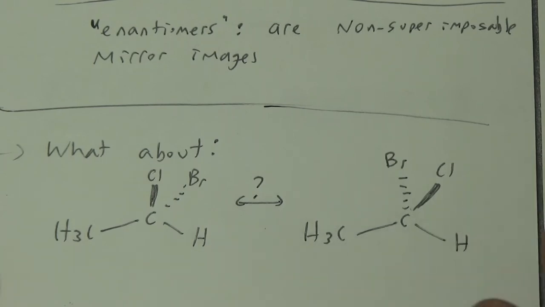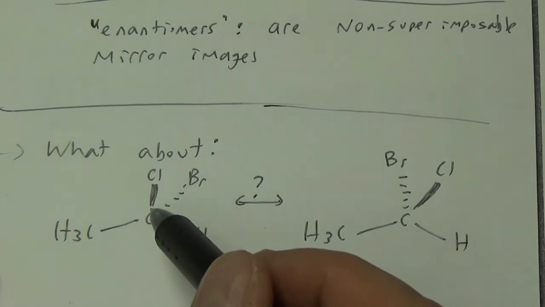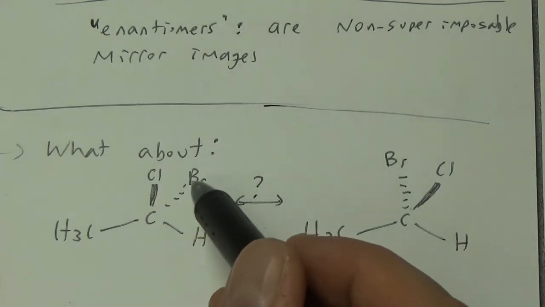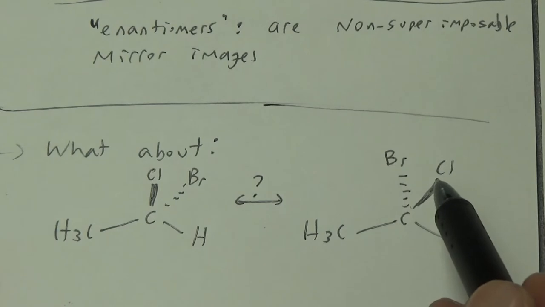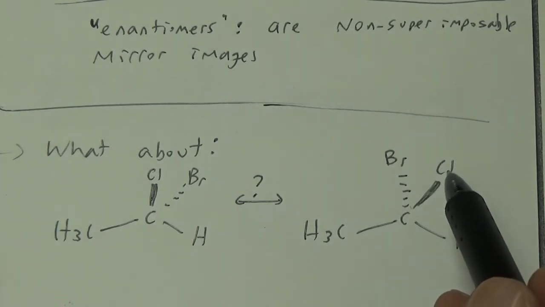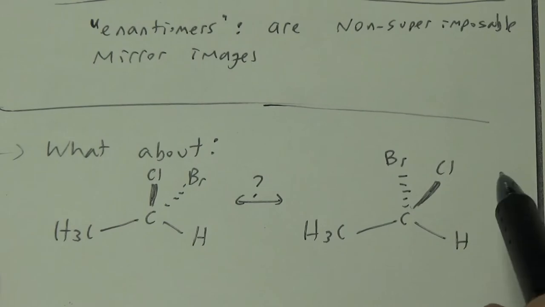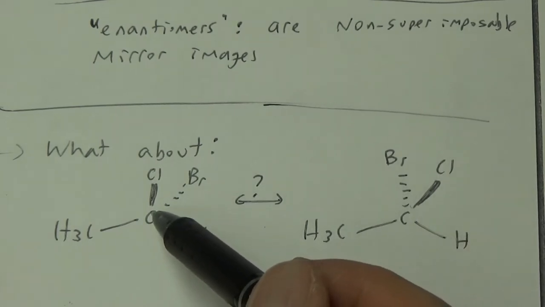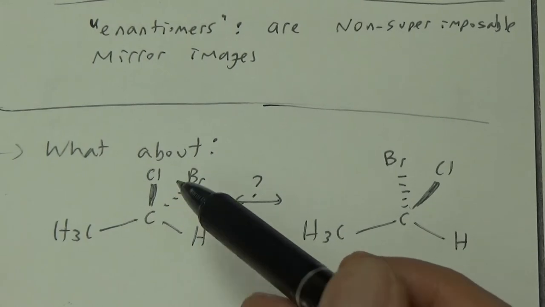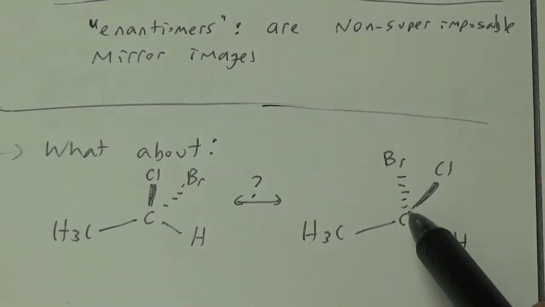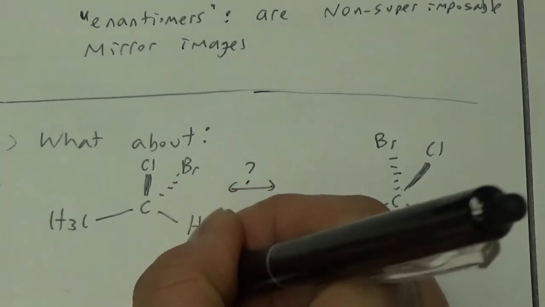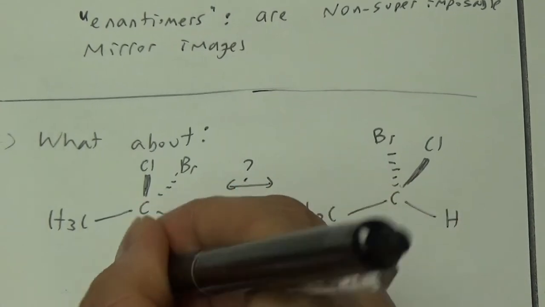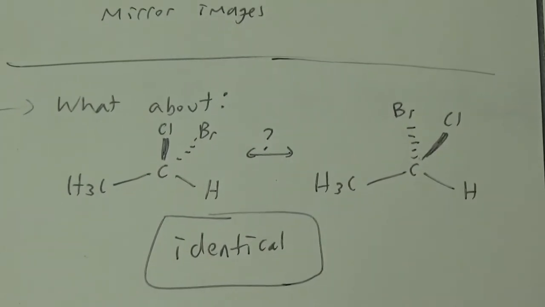What's the relationship? This is where you have to remember what I said a second ago: the left and right here is meaningless. It looks like chlorine's to the left and Br's to the right, and Br's to the left and chlorine's to the right, and that is meaningless. The true meaning is chlorine is coming straight towards us, bromine is going far away from us. These are identical. These are the same exact molecule.